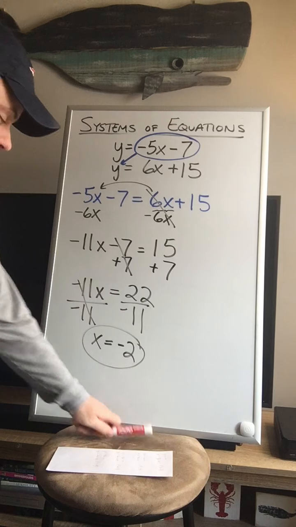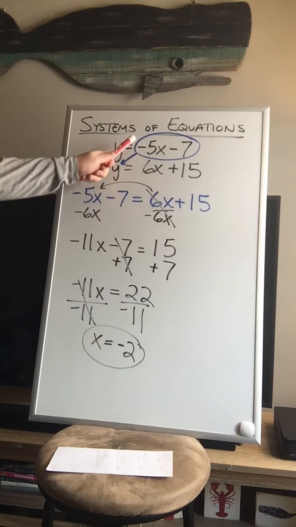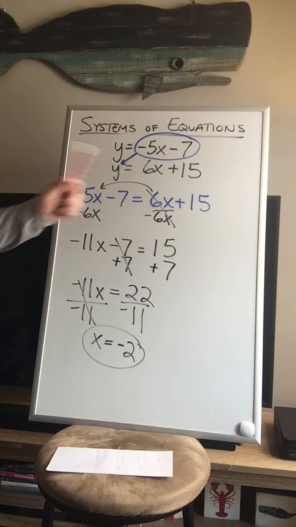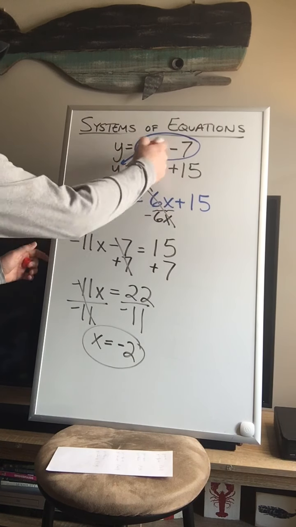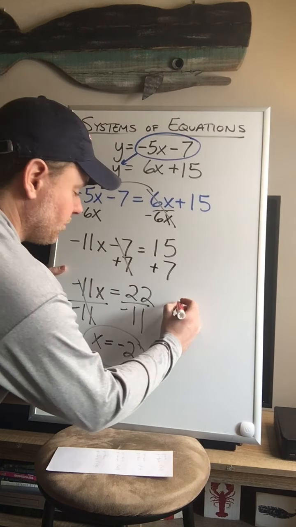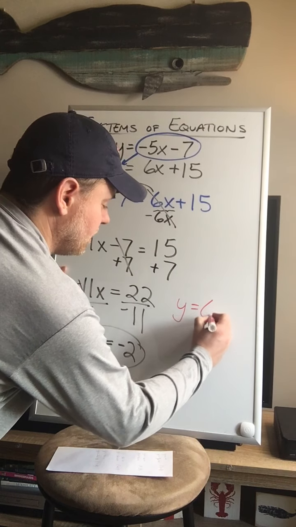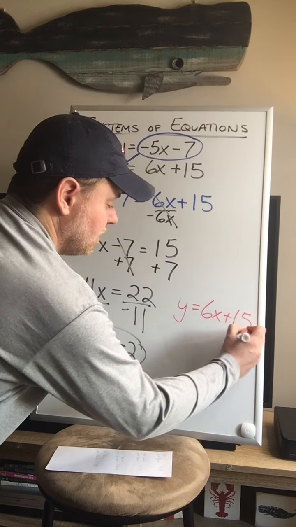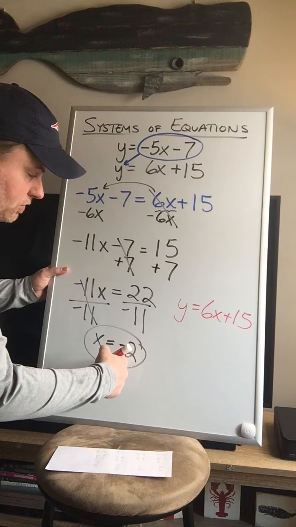So I still have to take this negative 2 and put it up here into one of these equations, either equation, and figure out what y is. I'm going to use the bottom equation because it has less negatives. So y equals 6x plus 15. So in the place of x, I put negative 2.